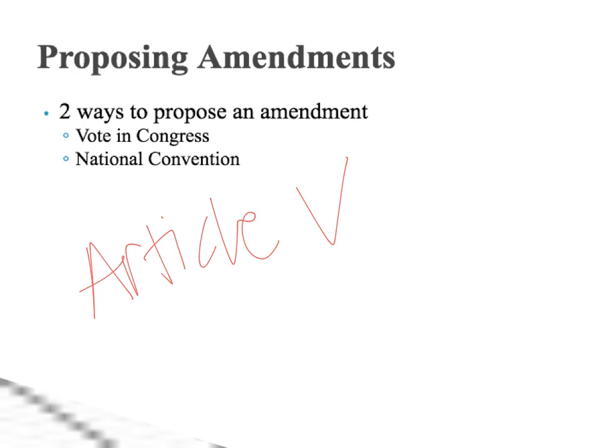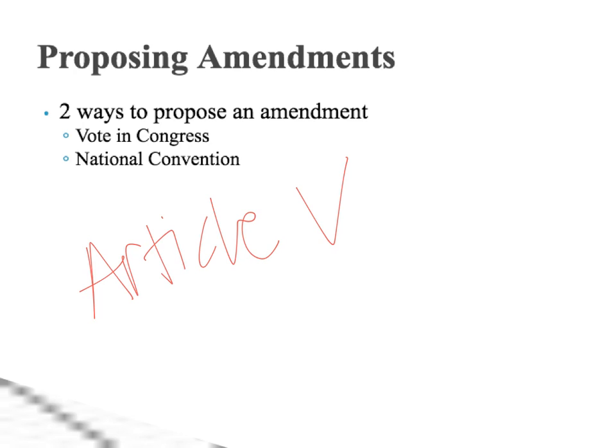The Constitution outlines 2 ways to propose an amendment, which is the first step in making an amendment, and there are also going to be 2 ways to ratify that proposed amendment. The first way that one can propose an amendment is by voting on it in Congress. And as a matter of fact, all the amendments to the Constitution so far have been approved by Congress.